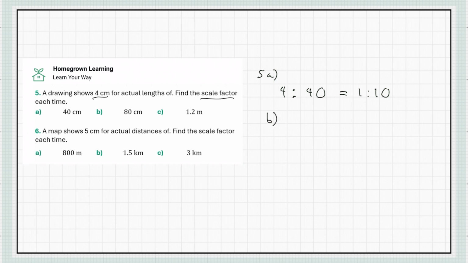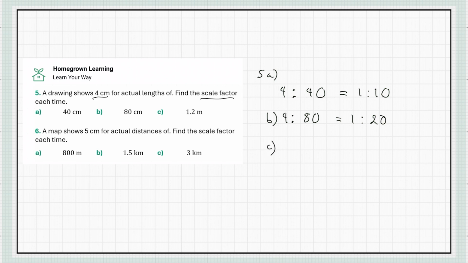For B, we have 80 centimeters, so 4 to 80. Again, we're going to divide by a common factor. The highest common factor between both of them is going to be 4. So it becomes 1 to 20.